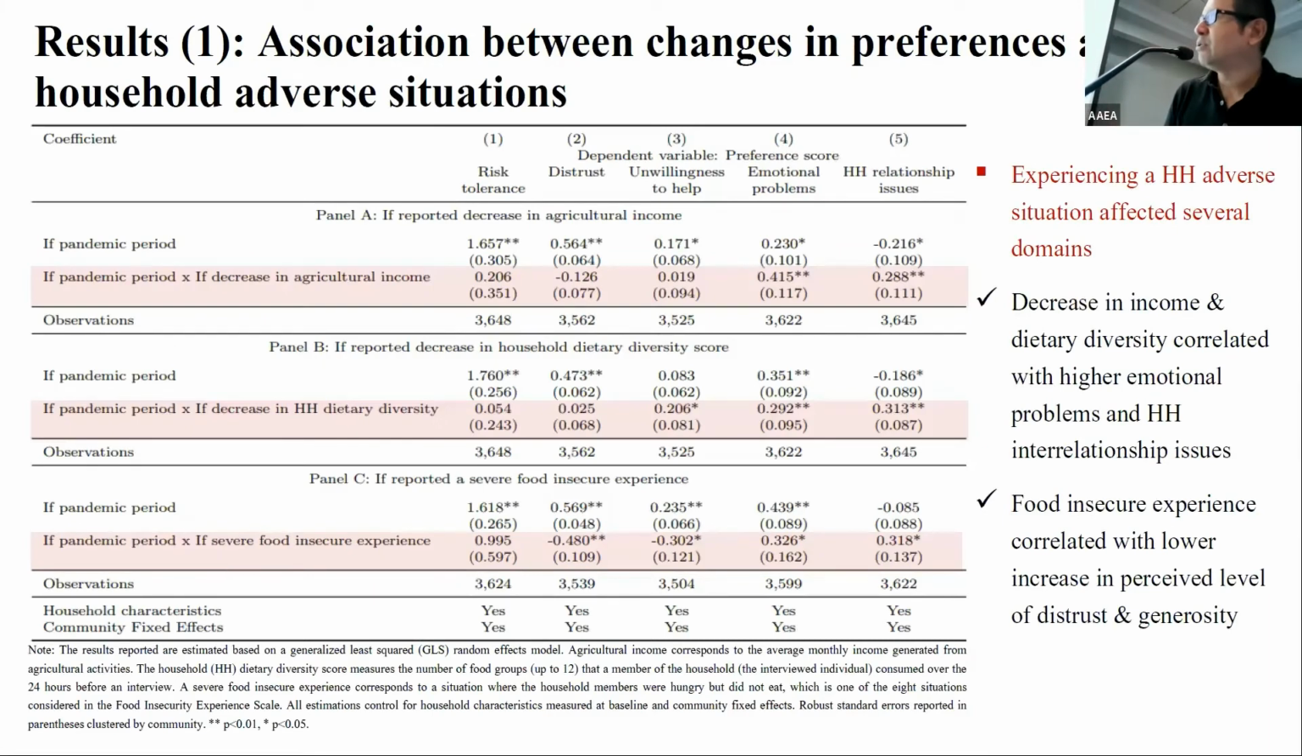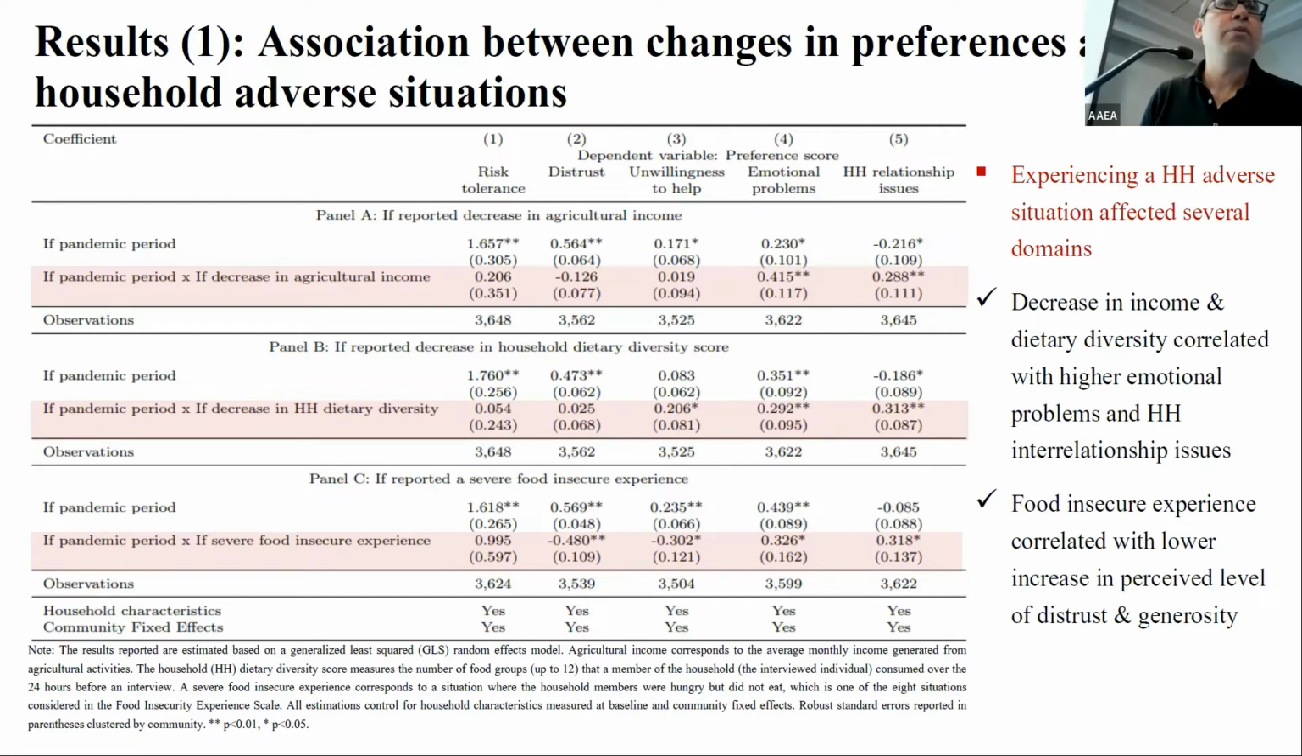Regarding the first set of results, this is associations with a household adverse situation. We assessed if there was any correlation in these preference changes with a reported decrease in income, in agricultural income, which is the main income source of these households. That's panel A. Panel B, if there is an association with a reported decrease in household dietary diversity. And panel C, whether there is any reported association with a severe food insecure experience.